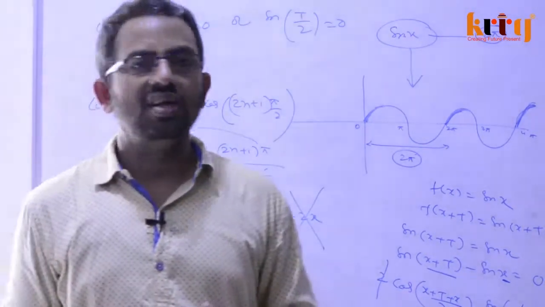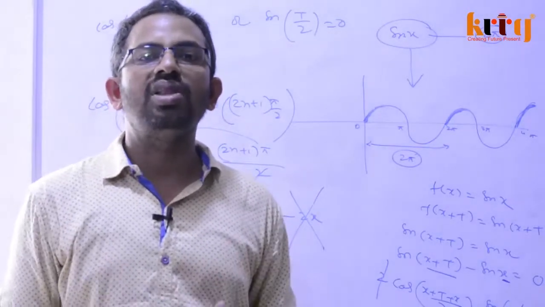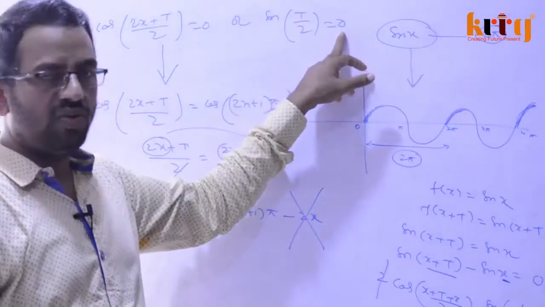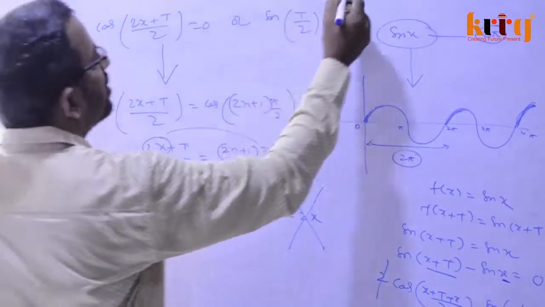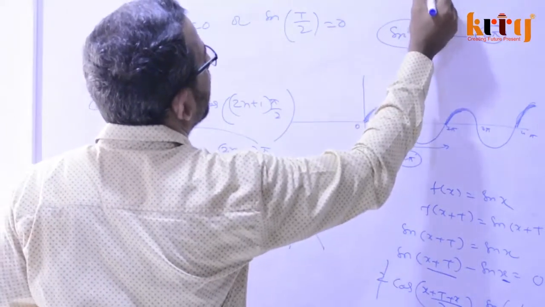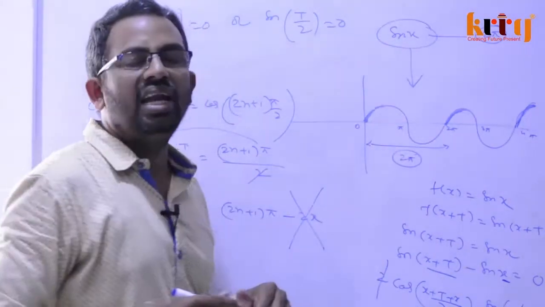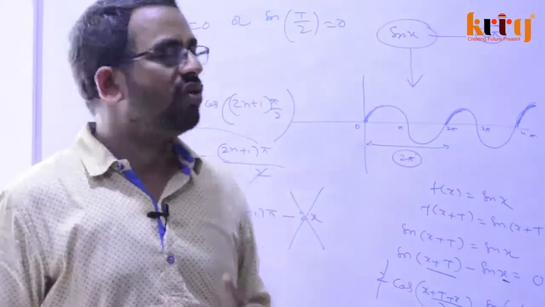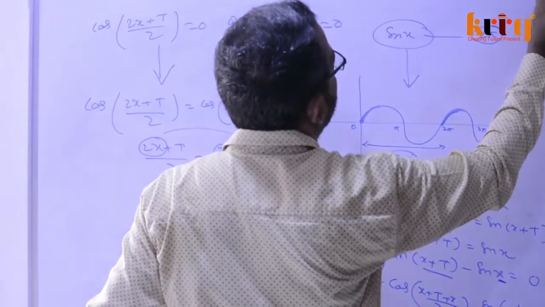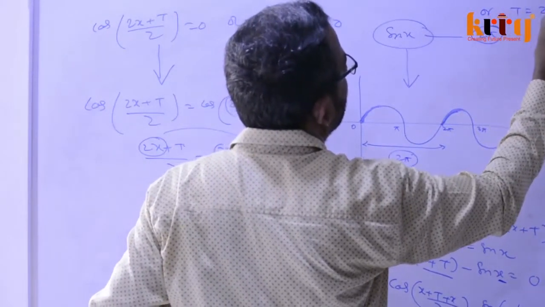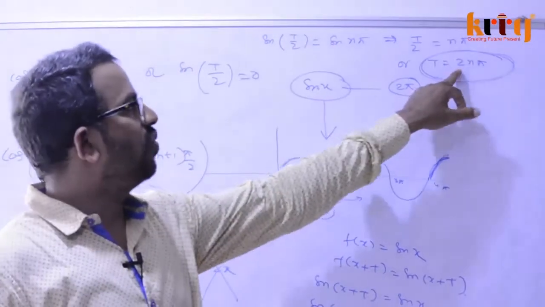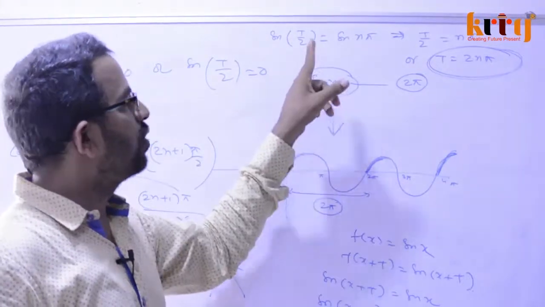Now you may get a doubt: sin x has a period, so how can you say there is no period now? See, we have another part also, that is sin of t by 2 equal to 0. If you take this, sin of t by 2 is 0. In the place of 0, I can write sin of n pi, because for any value of n, sin of n pi gives 0. By comparison, we understand t by 2 equals n pi, or t equals 2n pi. This is free from x. Since there is no x here, we can say that this function has a period.